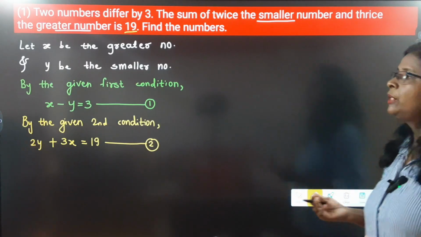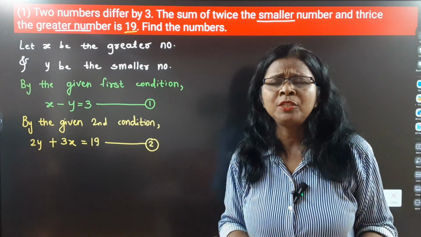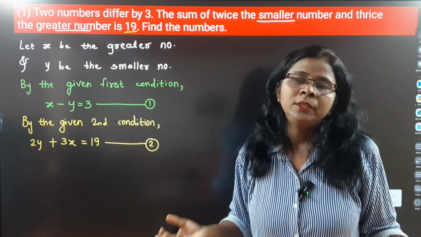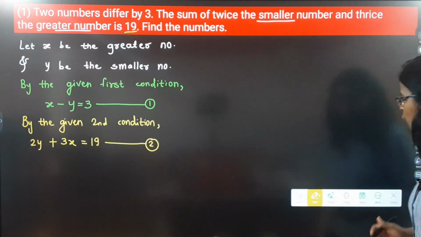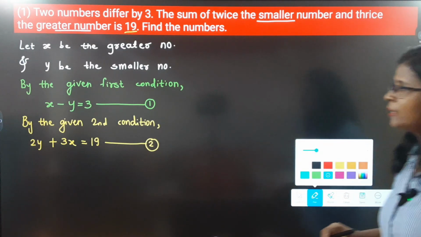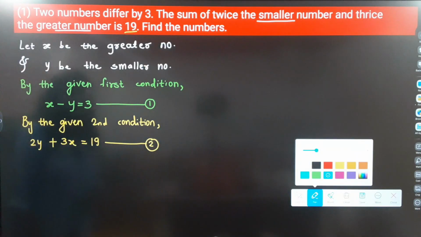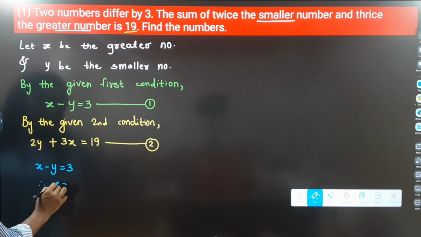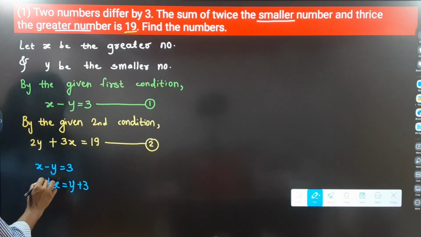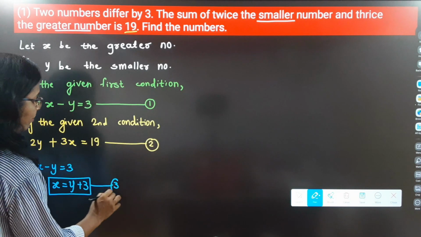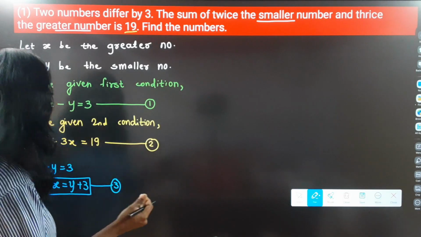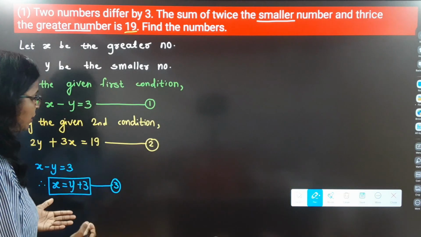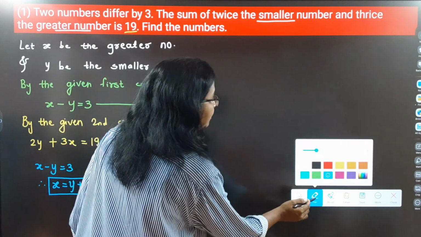Now we know how we can solve these two equations: by elimination method, substitution method, Cramer's rule, or the graphical method. Students, I prefer the substitution method. So I first write x minus y is equal to 3. Therefore x is equal to y plus 3. I call it the third equation because I get the value of x from equation 1, a new equation.